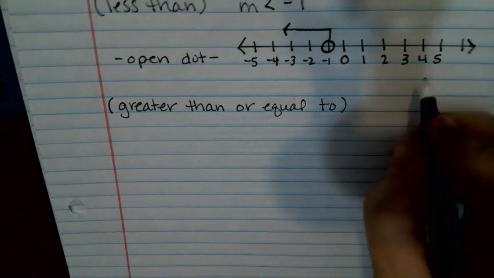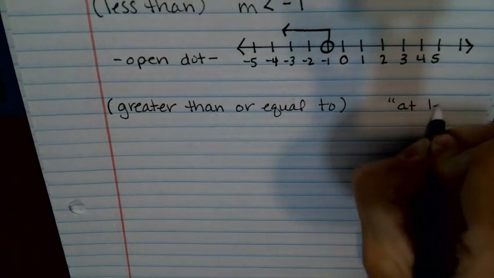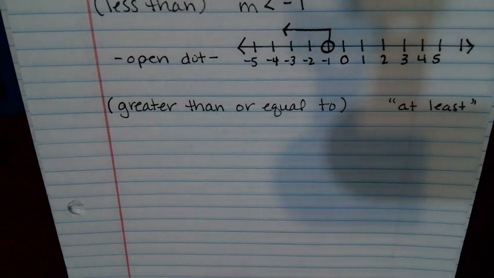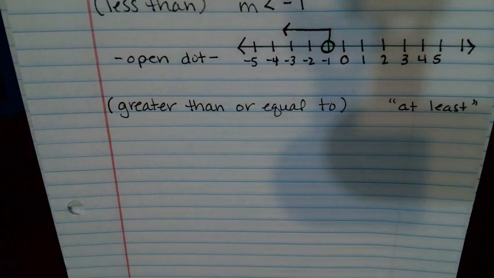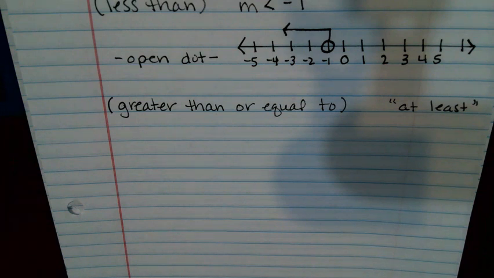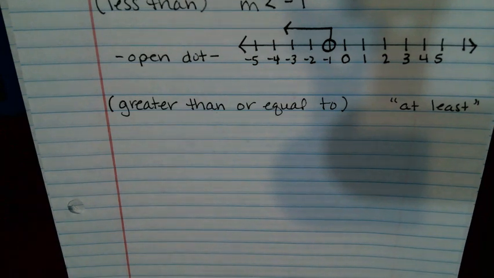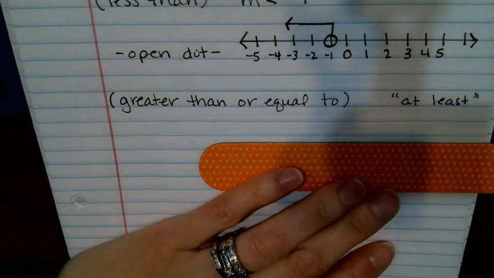So what is that like? Well, it's like at least. Okay, so if I say, hey, you have to get at least 3 points on your assessment to be proficient, it means you can be a 3 or anything bigger, at least. Okay, and that one comes up quite a bit, so it's a good thing we're introducing that.